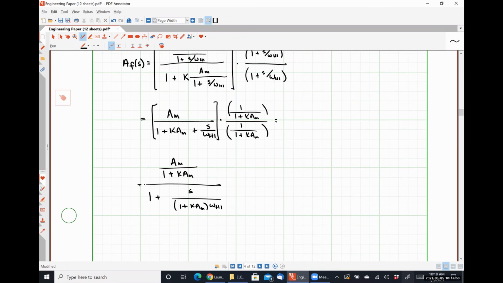So what is happening to our mid-band gain? Let's ignore this whole denominator for right now. What's going on with the mid-band gain by applying negative feedback?